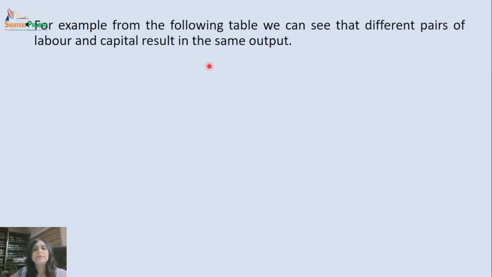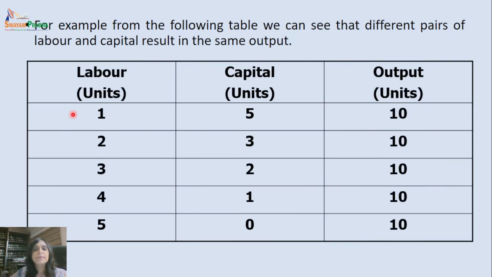For example, I am giving you this table wherein we are seeing different combinations of pairs of labor and capital which are resulting in the same output. For example, you can either have 1 unit of labor and 5 units of capital. This combination is giving you 10 units of output. So this becomes one combination. Another combination is using 2 units of labor and 3 units of capital. But again, this second combination is also giving us the same level of output, and so on.